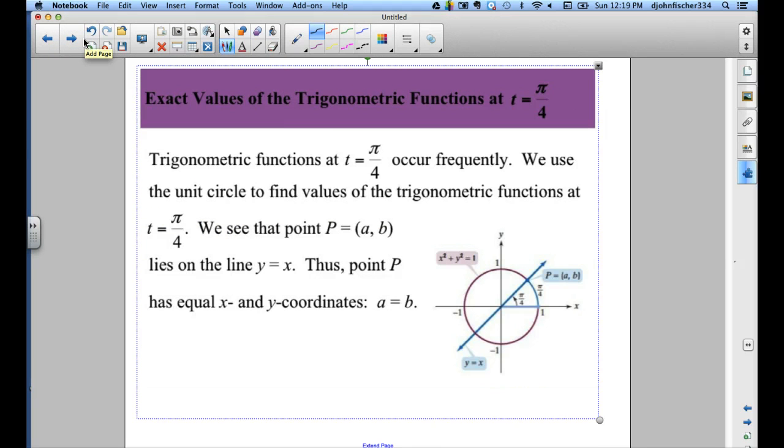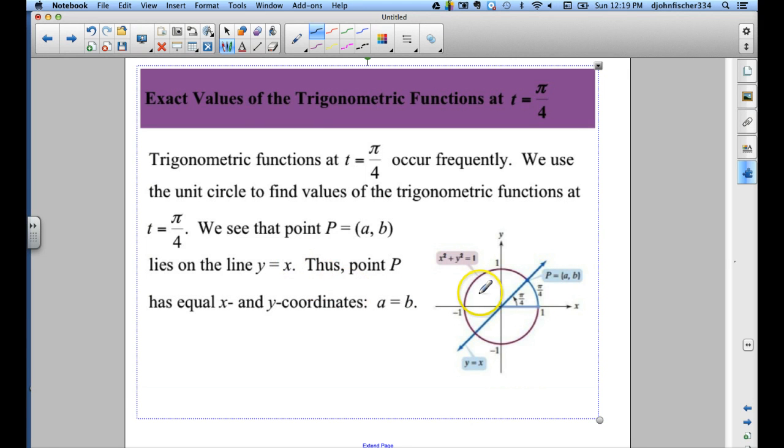Now let's talk about trigonometric functions of pi over 4. Pi over 4 is a common value, and we can use anything, but we're just going to talk about pi over 4 right now. We use the unit circle to find the values of the trig functions at t equals pi over 4. Here's our point, here's our arc. It lies on the line y equals x. Thus, P has equal x and y coordinates.